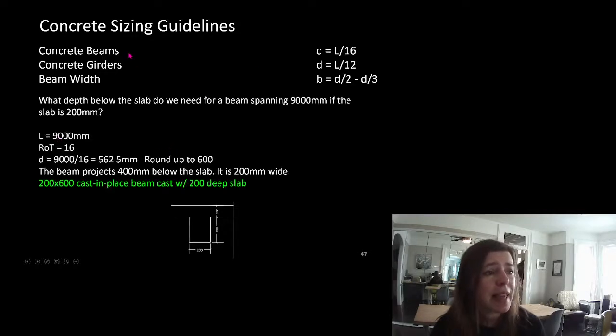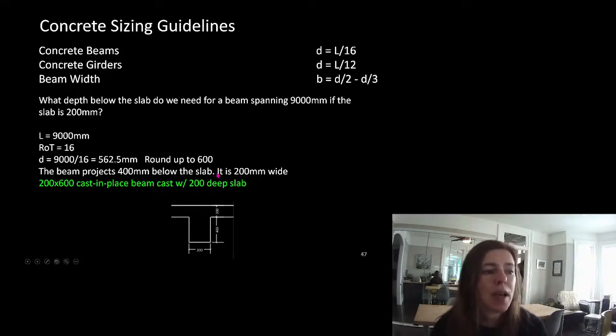So if its length is 9 meters, the sizing guideline is length divided by 16. We get 562.5 millimeters. We like to build these in 50 millimeter increments. We're going to round up to 600. So the beam projects 400 below the slab.